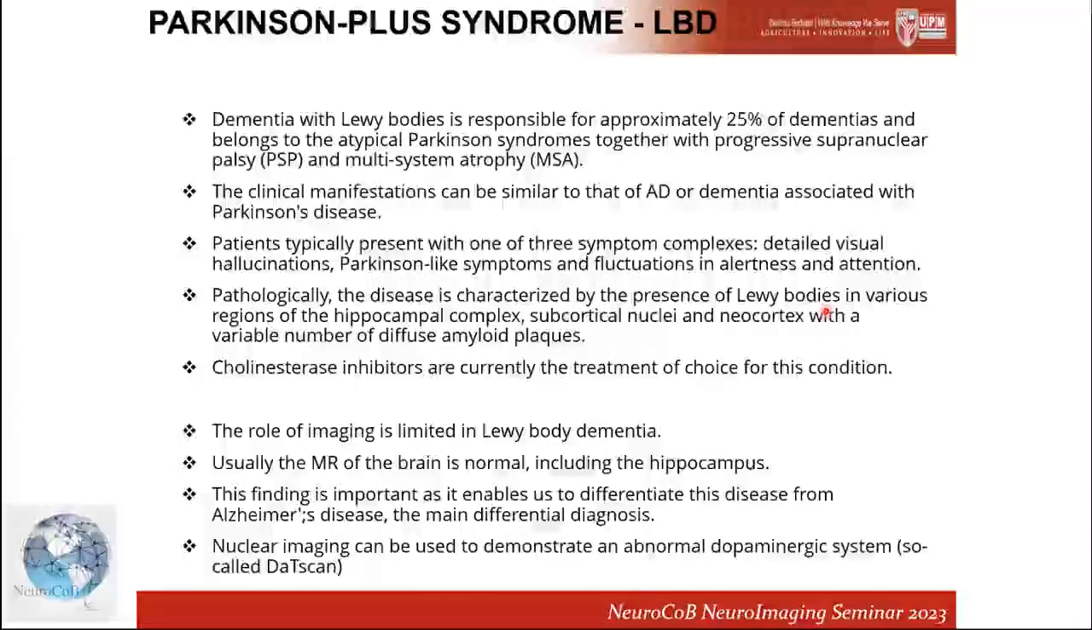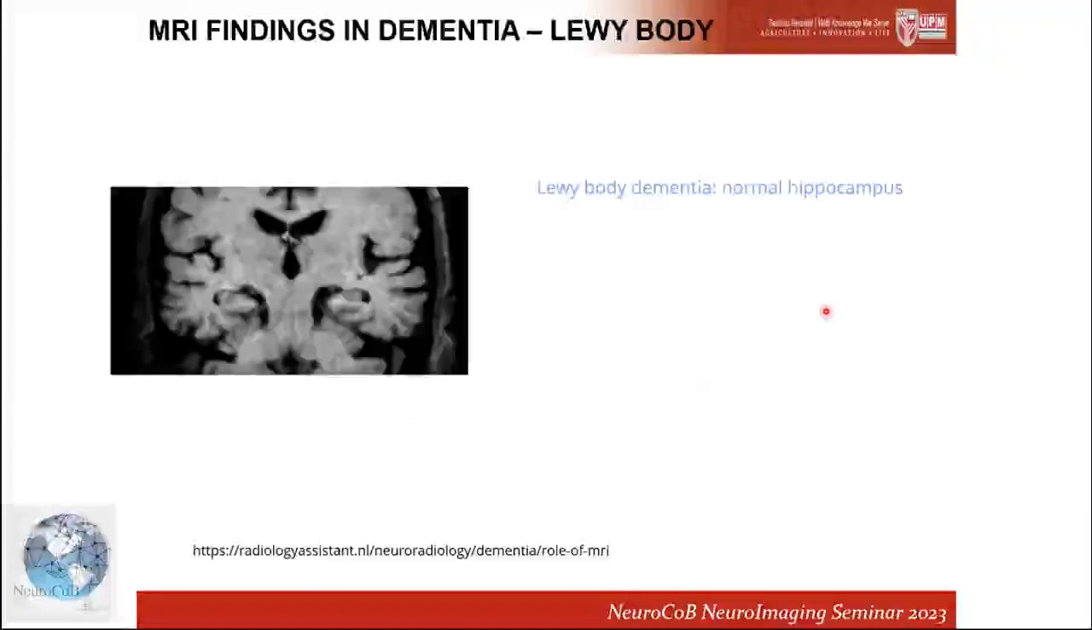The role of imaging is limited in Lewy body disease. Usually the MR of the brain is normal, including the hippocampus. But this finding is important as it enables us to differentiate the disease from Alzheimer's disease, which is the main differential diagnosis. So this is Lewy body dementia with a normal hippocampus appearance.